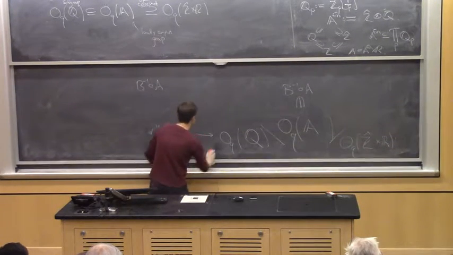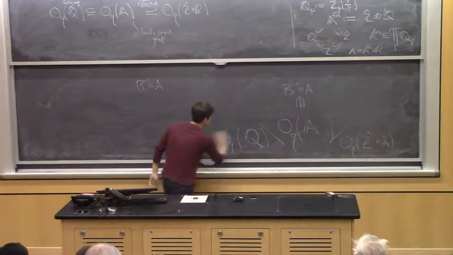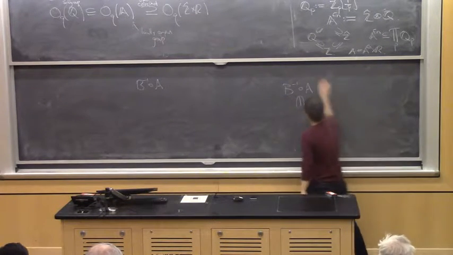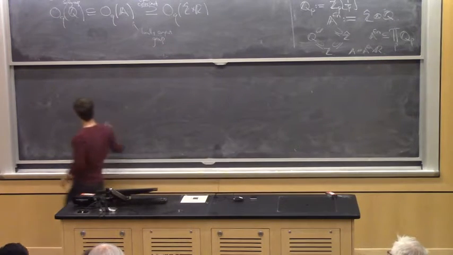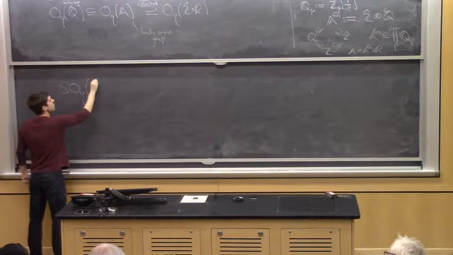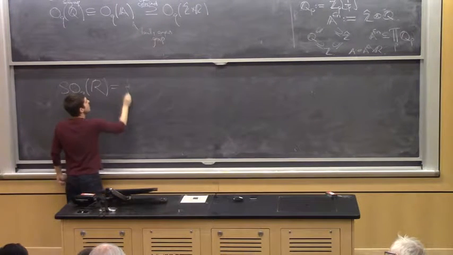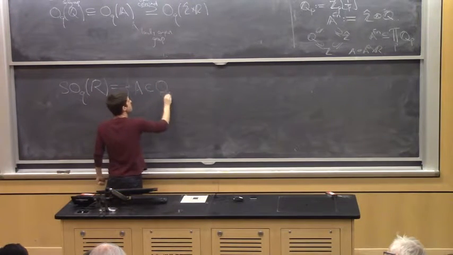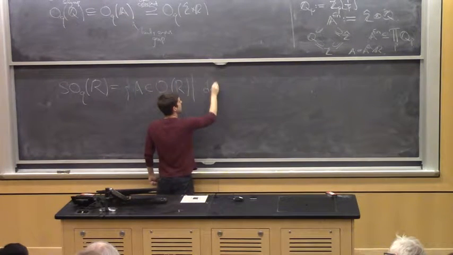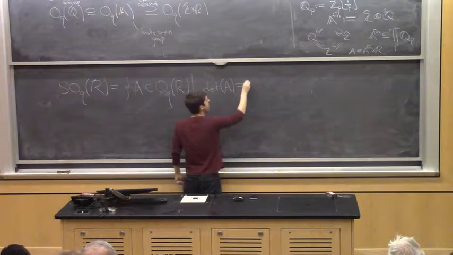So I'd like to introduce one more modification in the story, and that's to replace the orthogonal group by the special orthogonal group. So in what follows, I'm going to write SOQ of a commutative ring R to mean the collection of matrices that preserve the quadratic form Q and also satisfy the condition that the determinant of A is equal to 1.